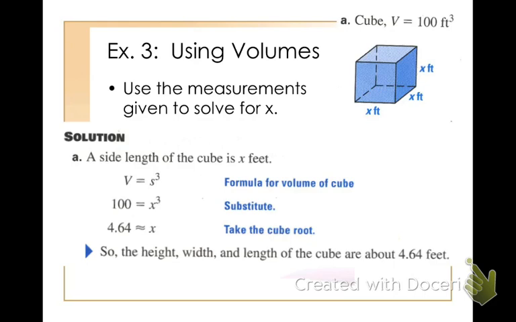And remember that since it's the length of one side, it would be a one-dimensional length. So make sure you take off the cubed for the dimension of feet. So it's 4.64 feet would be equal to x.